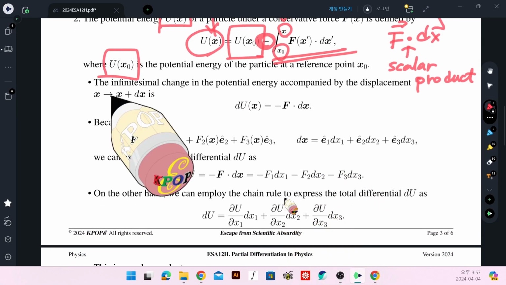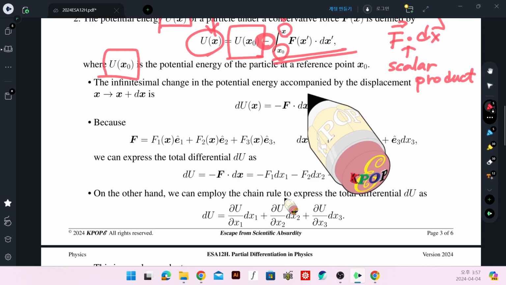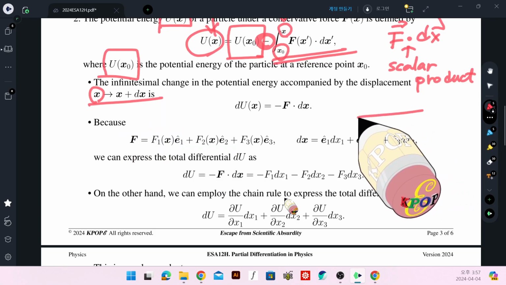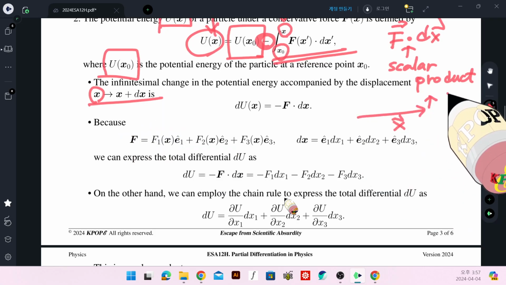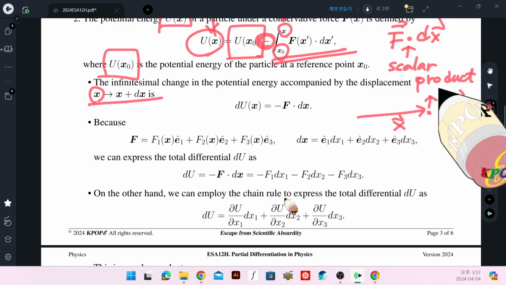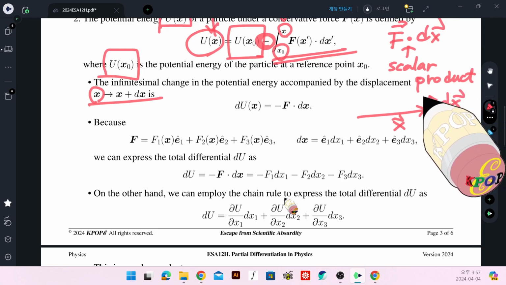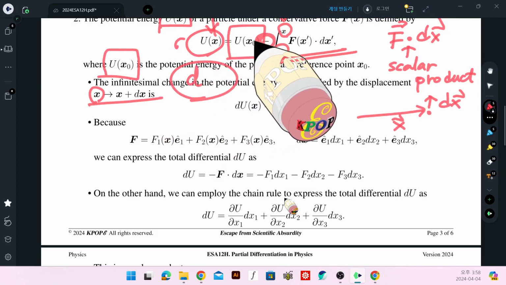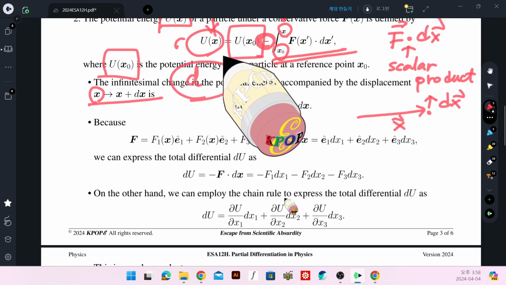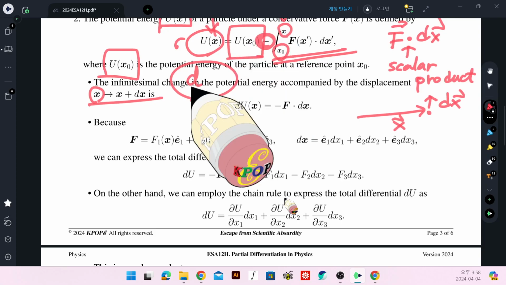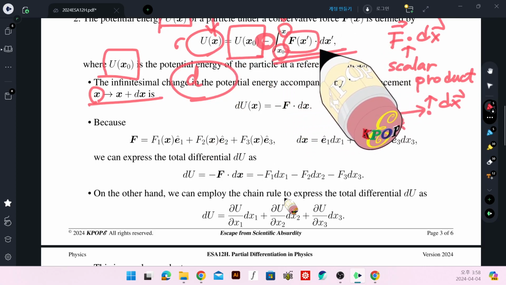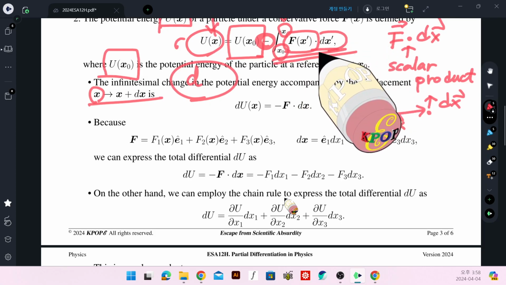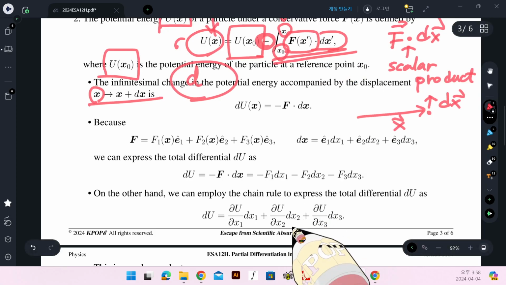Consider the infinitesimal change in the potential energy accompanied by the displacement from x to x plus dx, a tiny shift from here to there. So we take the differential. This is a constant, and the differential of a constant is absolutely zero. And the differential of an integral is just the integrand multiplied by the infinitesimal differential of the variable. And we have a negative sign here.